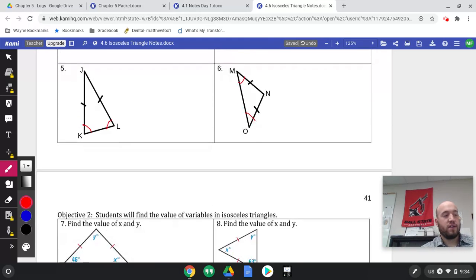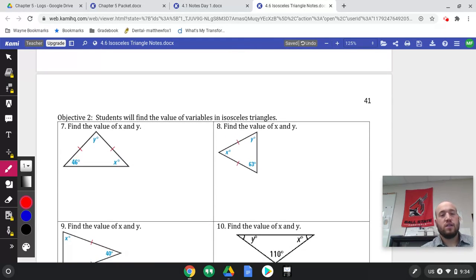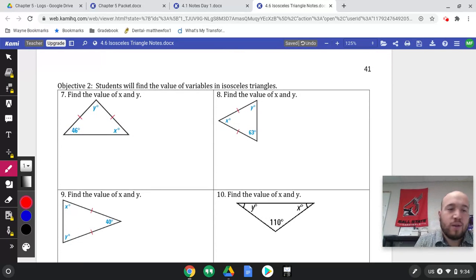So go ahead now and take a look at this triangle here. It says find the value of x and y. So it's going to be easier on this one to solve for x first. Because of these marks, it's an isosceles triangle, and we know that the opposite angles are congruent. So if I mark that, that means these two are congruent, which means x has to be 46.